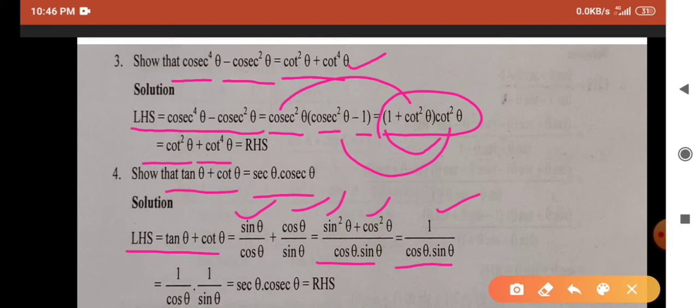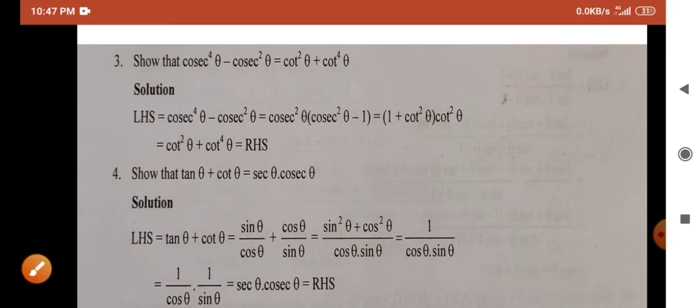Now take denominator separately here: 1 by cos theta into 1 by sin theta. 1 by cos, the reciprocal of cos theta, we already studied in the previous class. 1 by cos can be written as sec theta, and 1 by sin can be written as cosec theta. Therefore our LHS is equal to RHS. Left hand side is equal to right hand side. Got it? Next we move to the next problem.